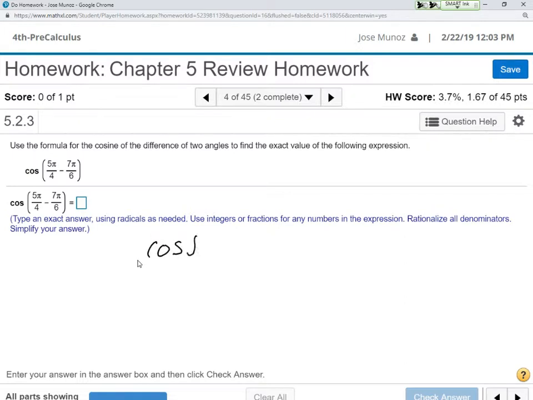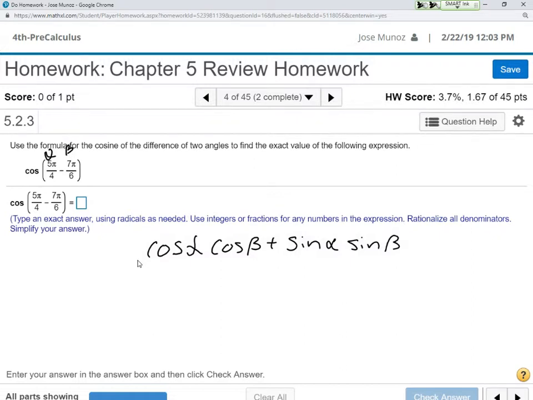So I think this one is cosine alpha cosine beta plus. Is that the formula? Hey, who's got the difference one on cosine? Is it cosine A cosine B plus? Yeah, it's plus. Okay, so is my formula good? Yeah. Okay, good. So this is alpha, this is beta.